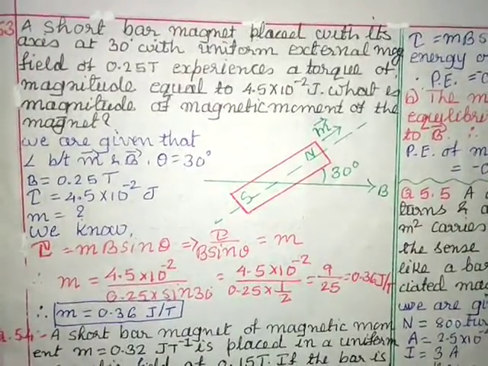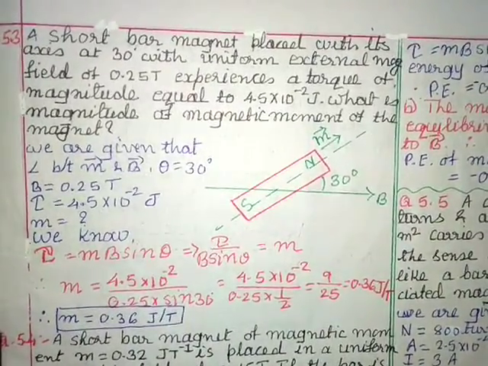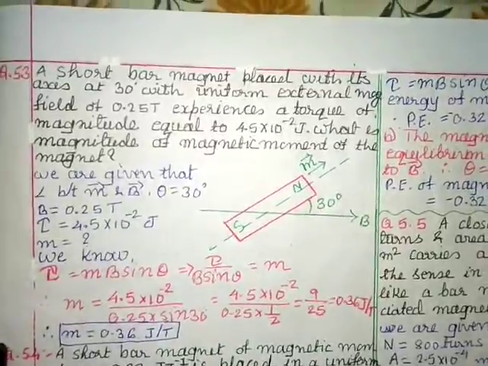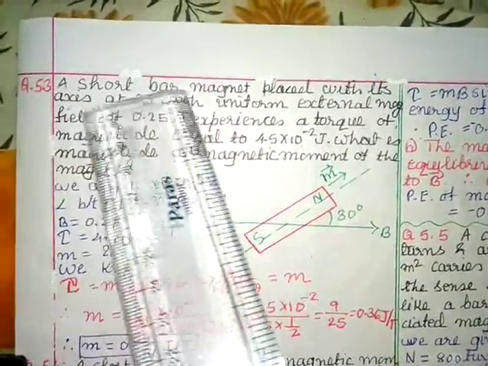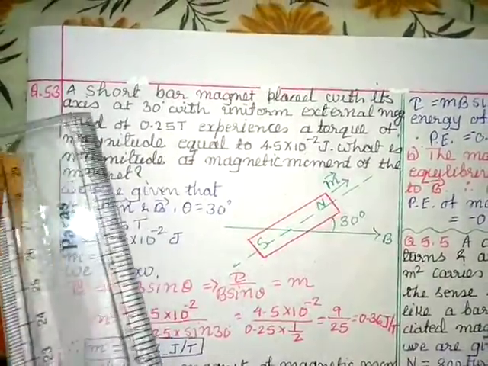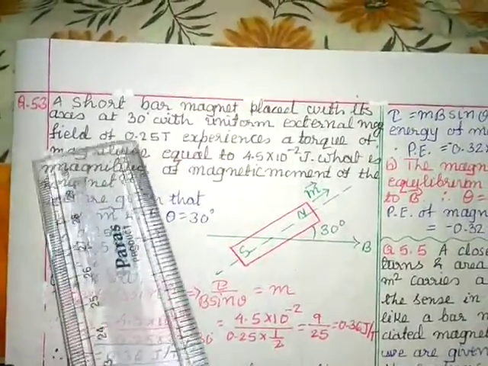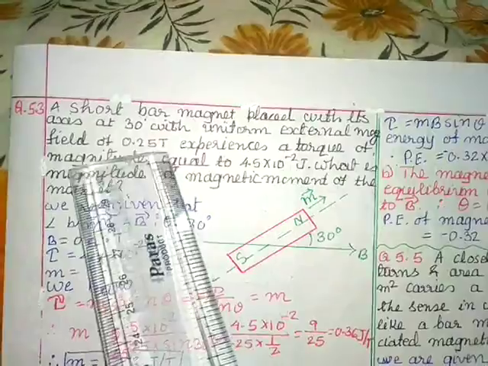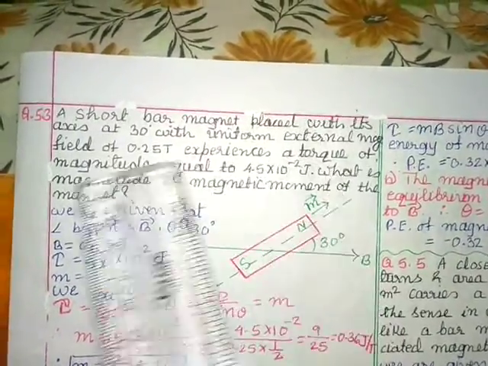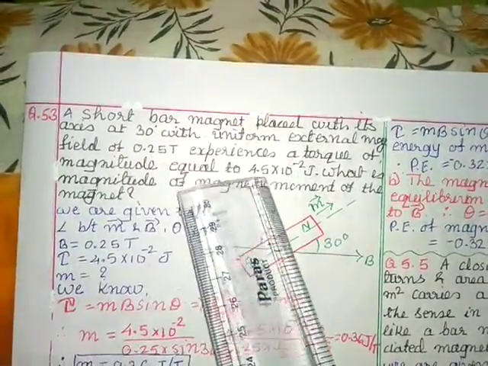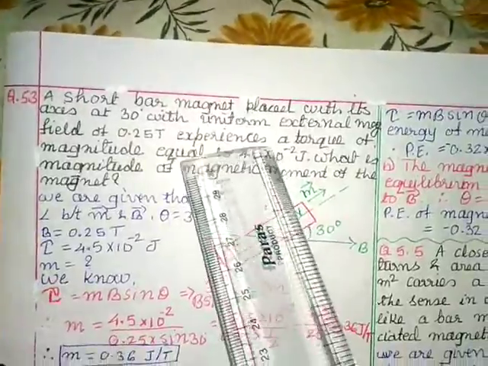Physics class 12 chapter 5, magnetism and matter. Exercise question number 5.3. A short bar magnet placed with its axis at 30 degree with a uniform external magnetic field of 0.25 Tesla experiences a torque of magnitude equal to 4.5 into 10 to the power minus 2.